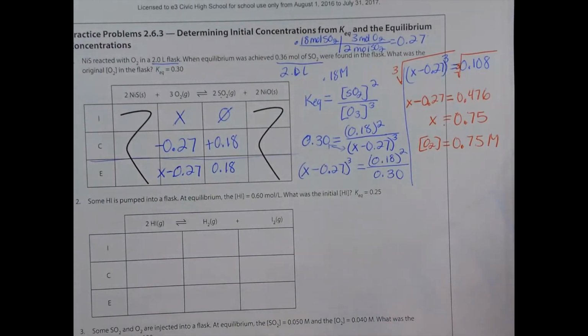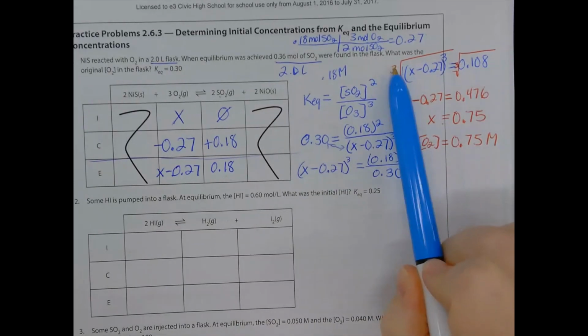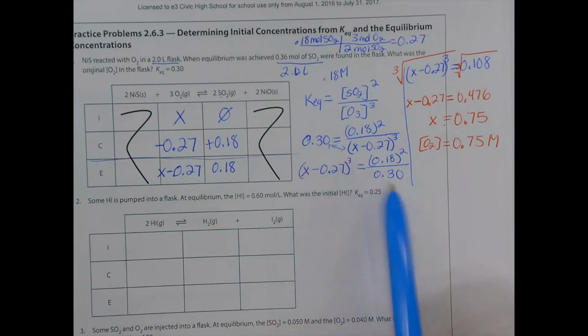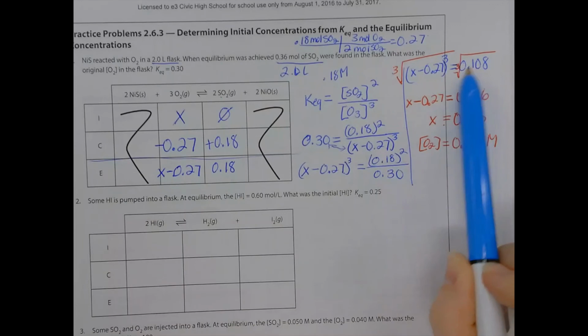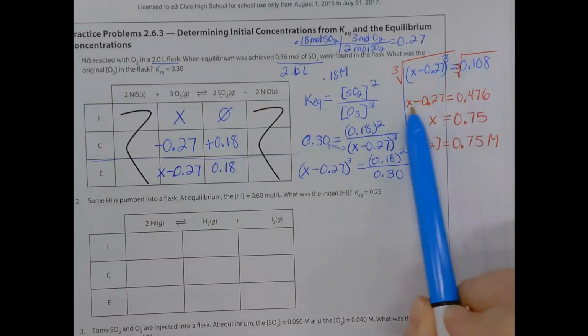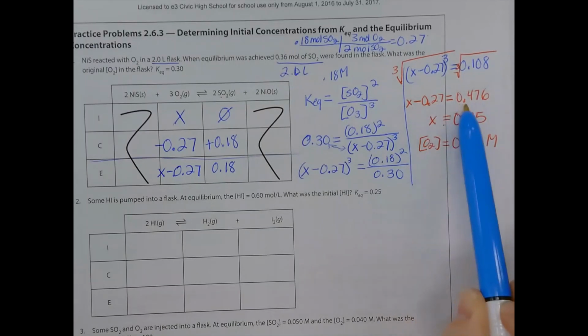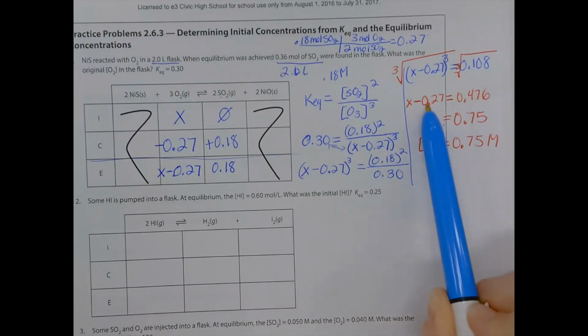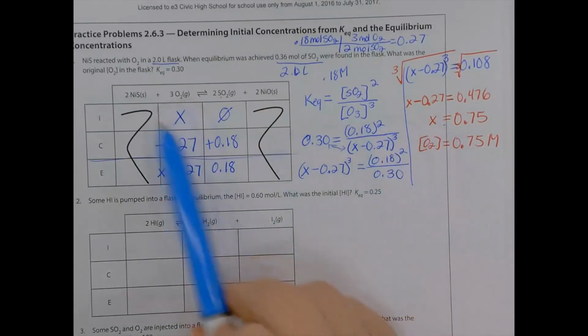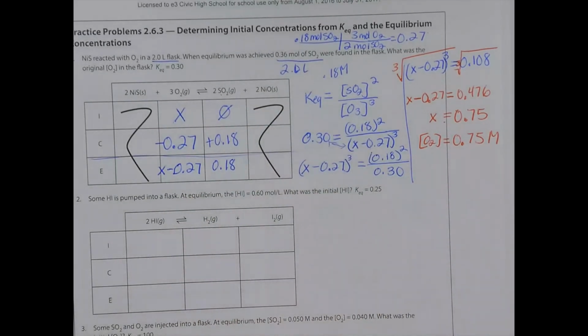I'm so sorry. Okay, so let me backtrack a little bit since you couldn't see it. Just realized that. So we've got our X minus 0.27 cubed, and I simplified the right side, 0.108. Cube root both sides, so we can simplify the left, and we get 0.476. Add the 0.27 to the other side, so we get X equals 0.75. And so since X is our oxygen value, that is our concentration for oxygen.